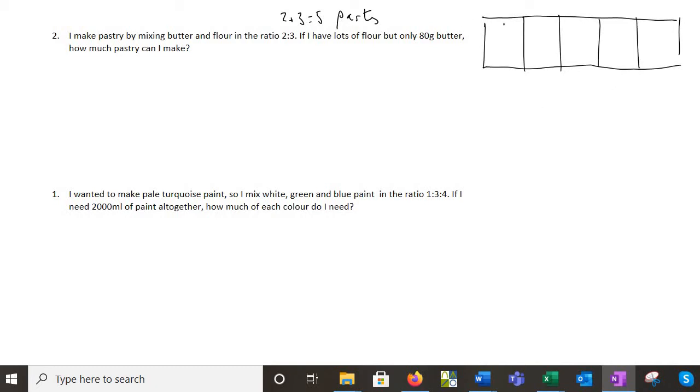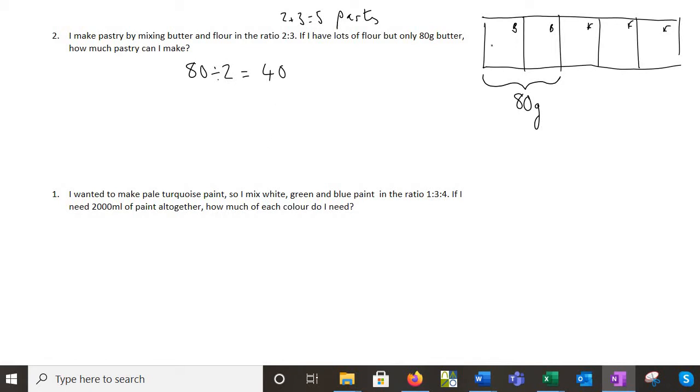And these are all equal. Let's say I've got 2 parts butter, 3 parts flour. Now, saying I've got lots and lots of flour, there's no limit on my flour, but the amount of butter I've got is only 80 grams. Now that's 2 boxes for butter, and that's 80 grams. So what's 1 box going to be then? Well, you can see that I need to split that 80 into those 2 parts. 80 divided by 2. Well, 8 divided by 2 is 4, so it's going to be 40 here.